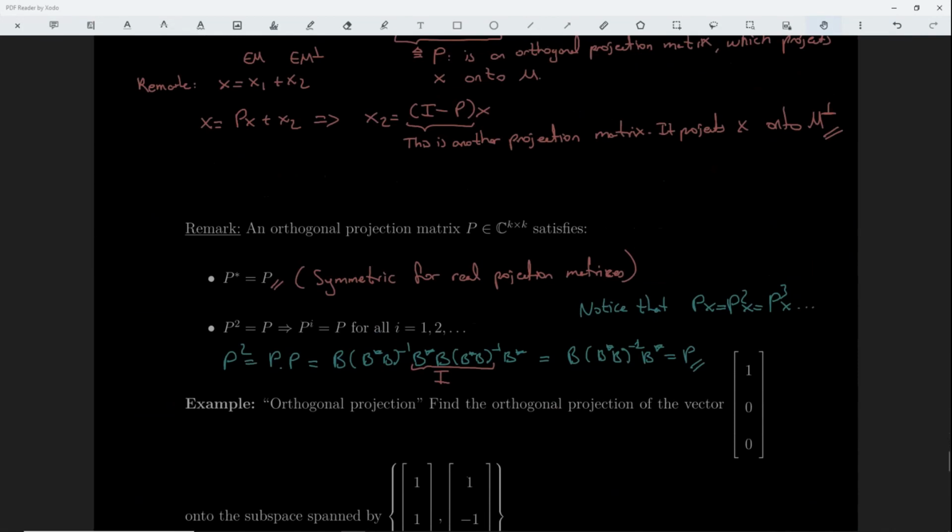Or you can see it by applying the definition. P squared is going to be equal to P itself, because we have the inverse multiplication resulting in the identity matrix in the middle. But it has an intuitive meaning: the projection of a vector which lies on the subspace onto that subspace is the vector itself. So that's the reason.